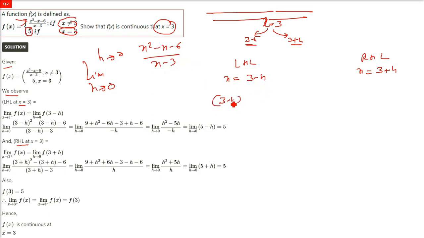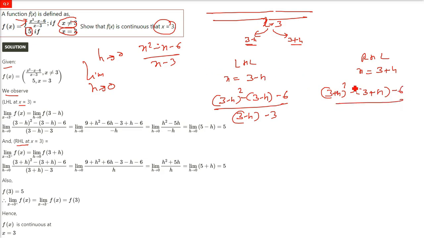So (3 minus h) whole square minus (3 minus h) minus 6, divided by (3 minus h) minus 3. And what you are going to write here? You are going to put x equals 3 plus h. So (3 plus h) whole square minus (3 plus h) minus 6 divided by (3 plus h) minus 3.